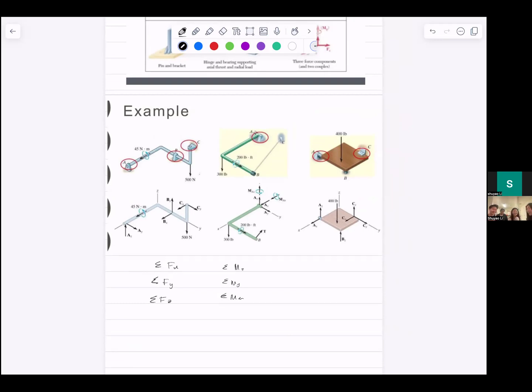Do you have any questions? On the last quiz, there was a free body diagram question, and I believe it was a journal bearing.